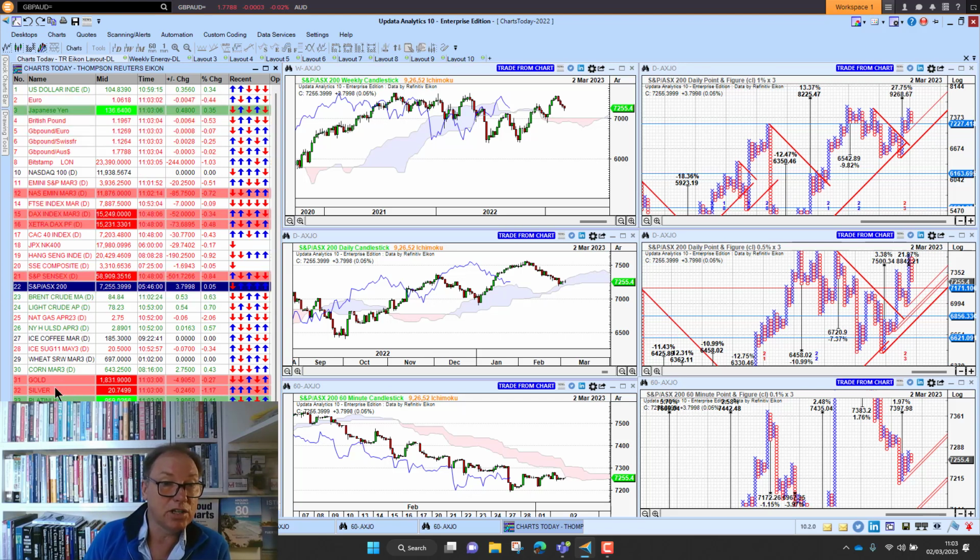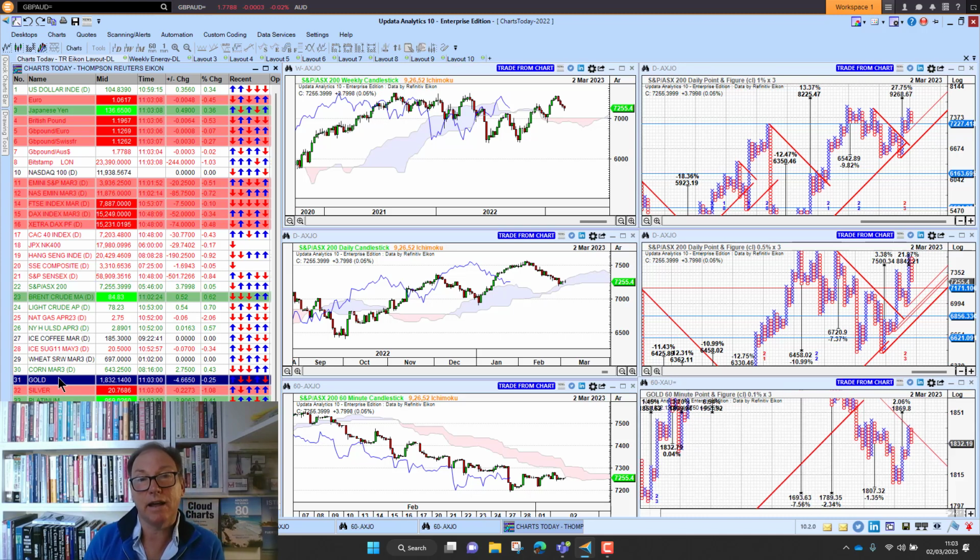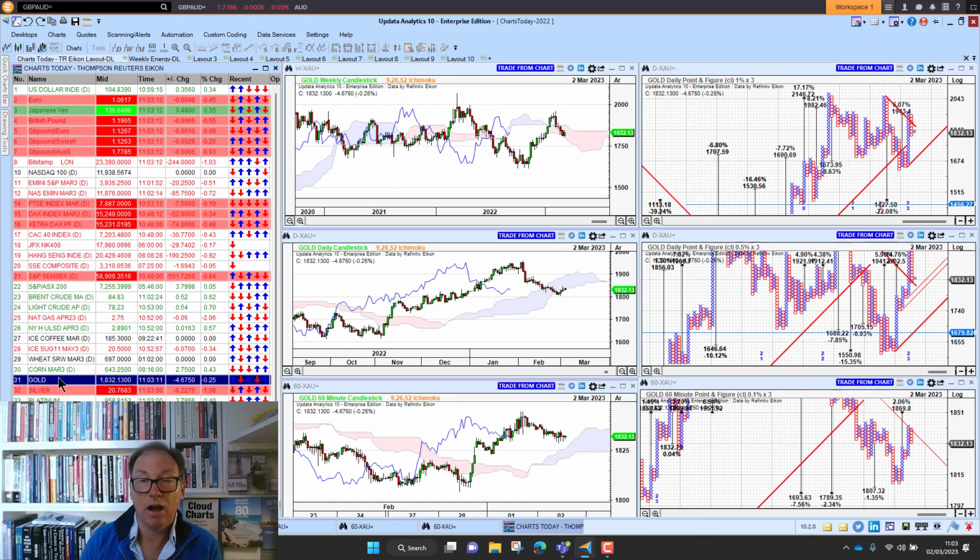Now we'll look at the energy mix in a minute. Looking at gold, we are up slightly at that 1831 level, so we did hold that 1800 level just slightly on cloud support there on the medium term.